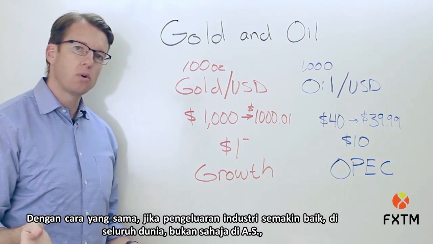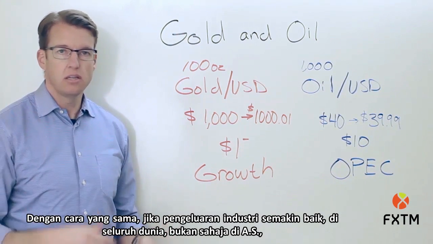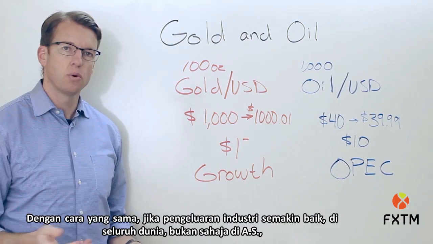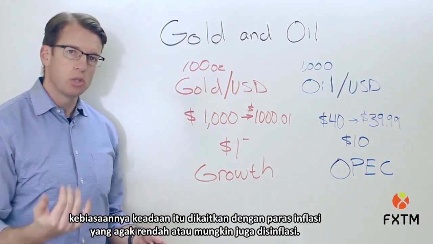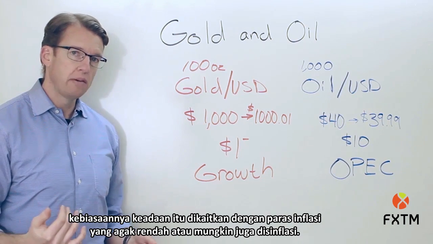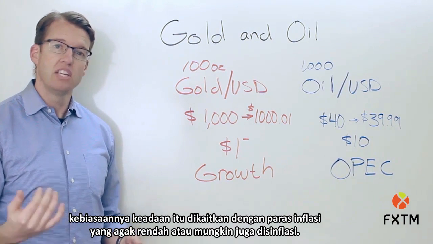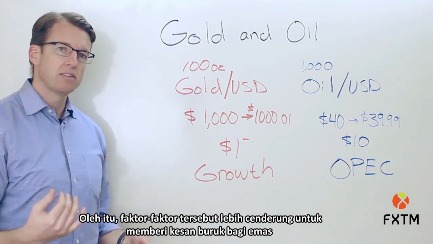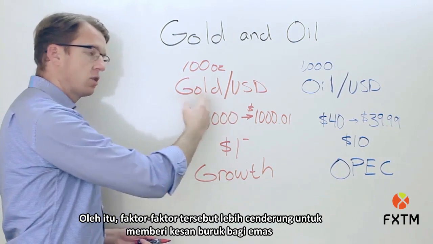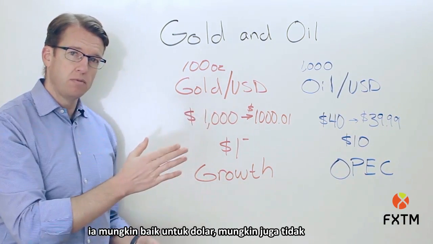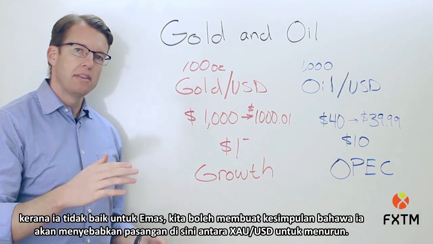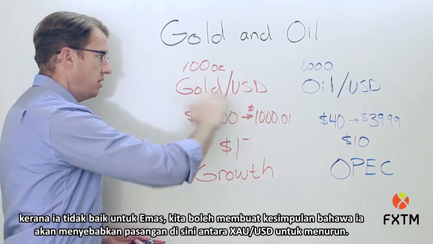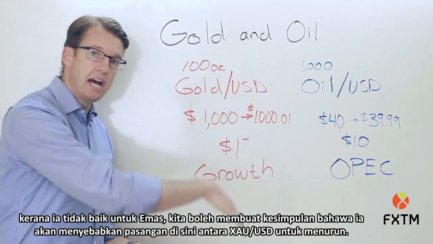And of course, gold is a short-term safe haven against the risks of inflation. Well, by the same token, if industrial production, even worldwide, not just in the US, is beginning to contract, usually that's associated with fairly low levels of inflation or potentially even disinflation. So those factors would tend to be bad for gold. They may or may not be good for the dollar, but because they're bad for gold, we can infer that that would then send the pair between gold and the US dollar to the downside.